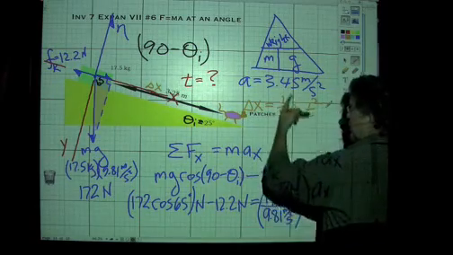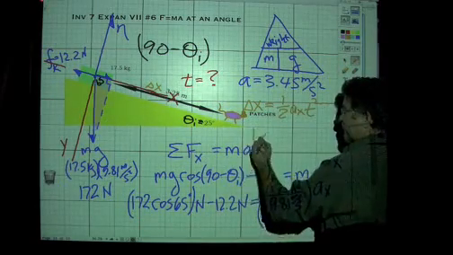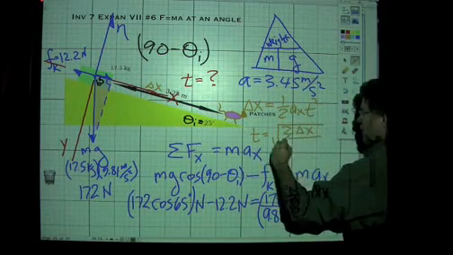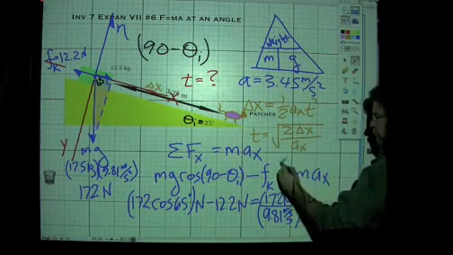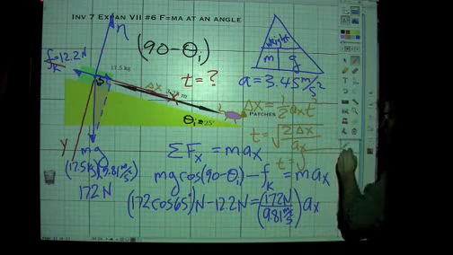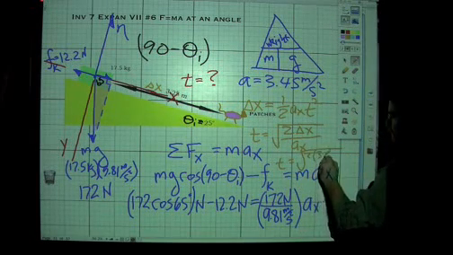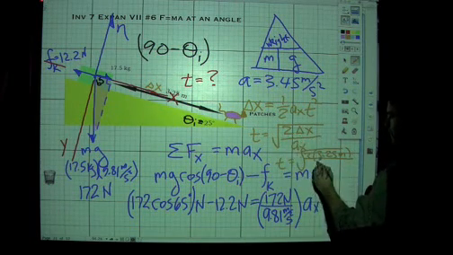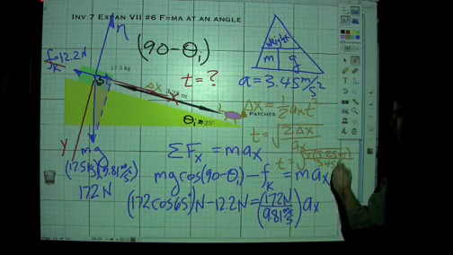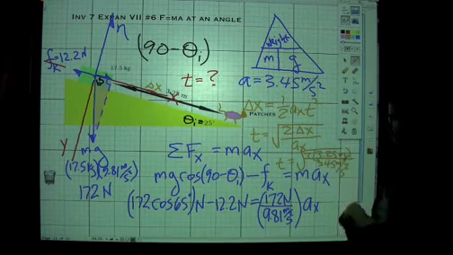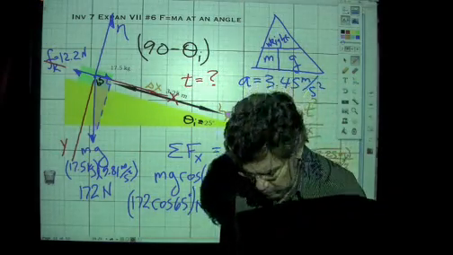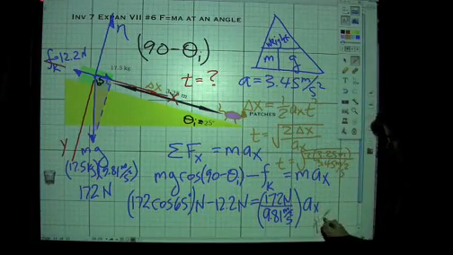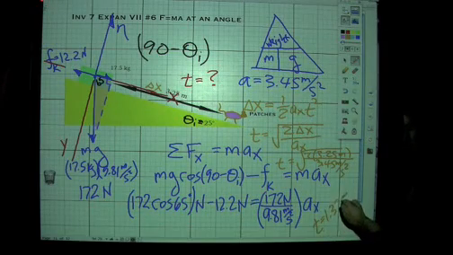All right, and so now I just do my plugging and chugging. I'm trying to find t, so if I solve this for t, that's going to be the square root of 2 delta x over a sub x. And so when I plug all my numbers in, I'll get the square root of 2 times 3.25 meters divided by 3.45 meters per second squared. So you plug all that in, and your time ends up, as it shows at the bottom of the page on the key, 1.37. So t equals 1.37 seconds.